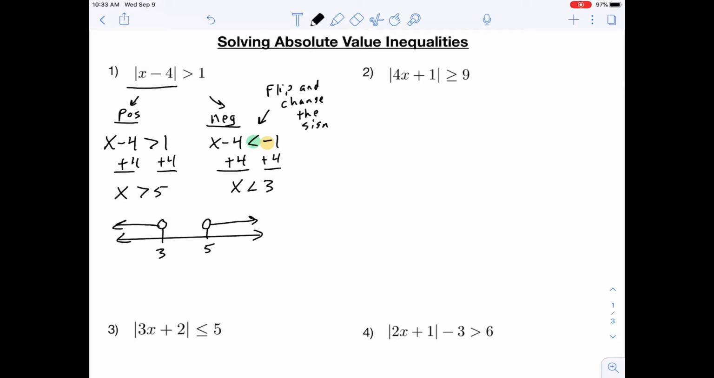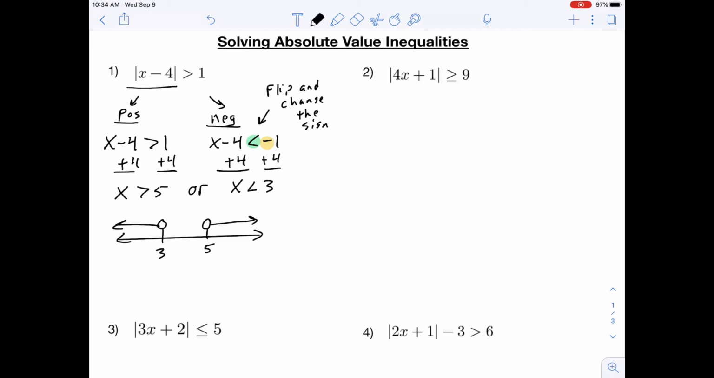Now when you're looking at this, you can see that we have this gap in between these numbers. The numbers between 3 and 5 won't satisfy this. That makes this an or statement, because your answer has to be less than 3 or it has to be greater than 5. It can't be both. You can't be less than 3 and greater than 5 at the same time, so it's an or statement.